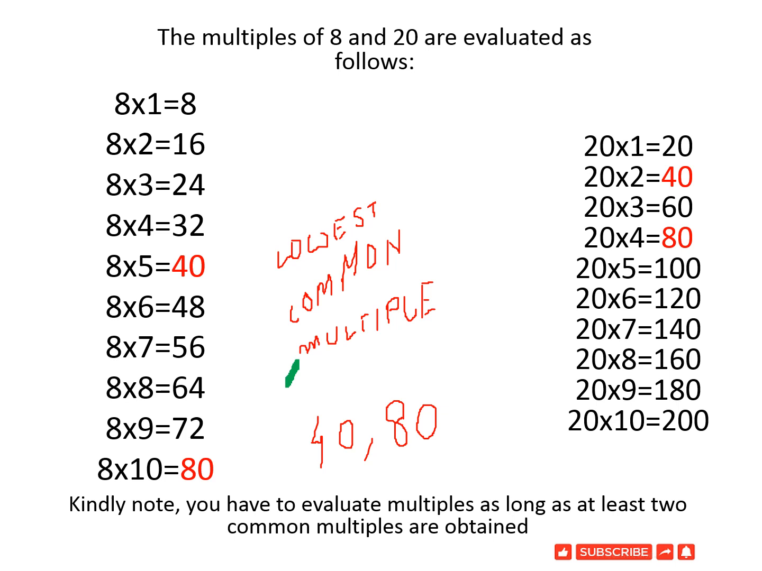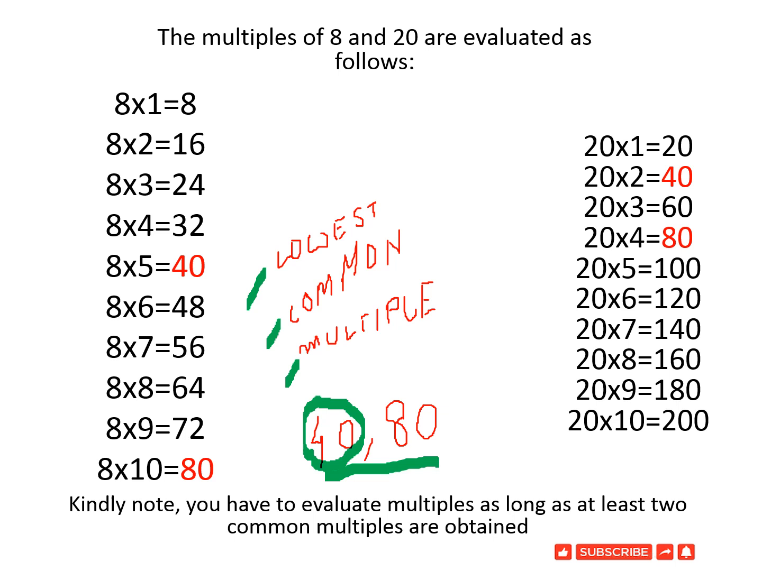Okay, so what common multiples have we evaluated? That is 40 and 80. Okay, so common is already done, and our next step is lowest. So what is the lowest among the two? That is what? 40 is the lowest. So what will be our LCM? Lowest common multiple? Yes, 40 will be our LCM.